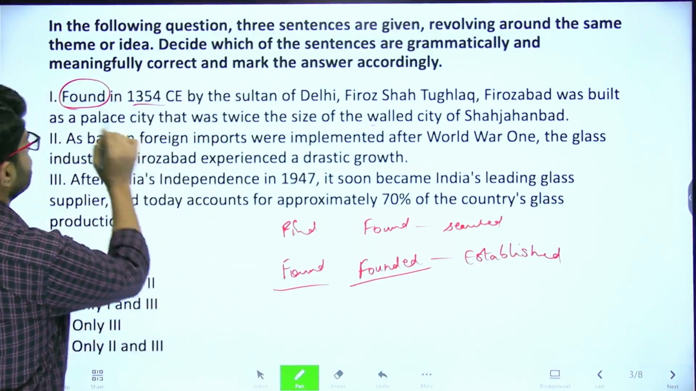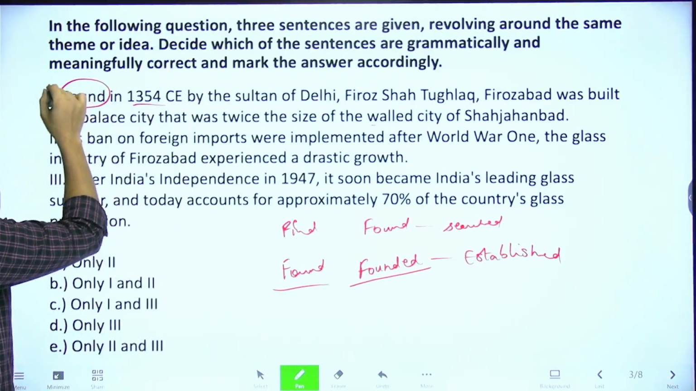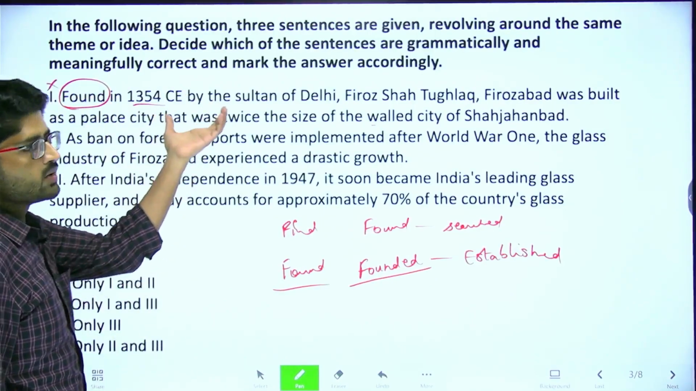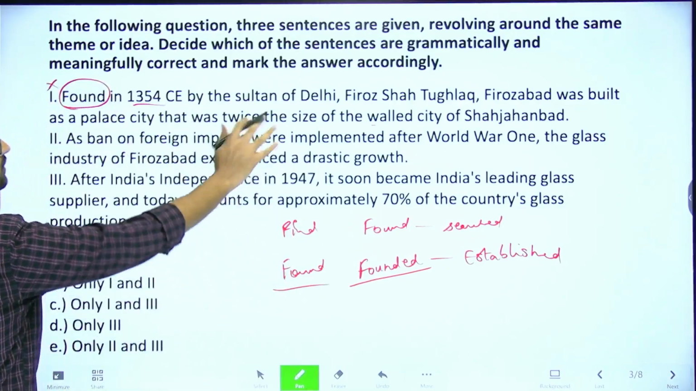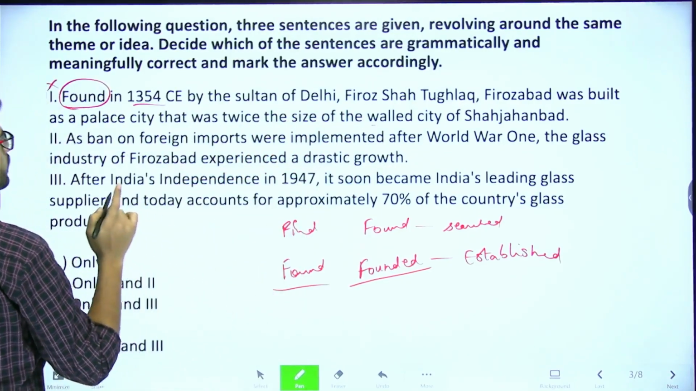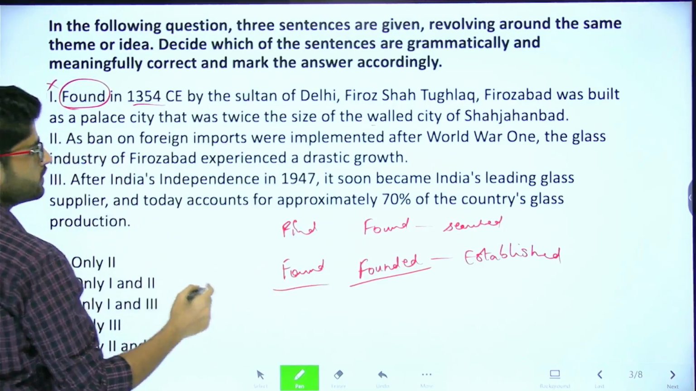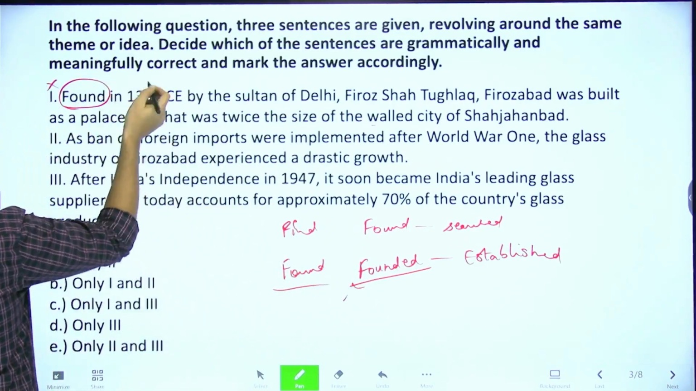So यहाँ पे found का मतलब क्या? Found incorrect क्यों है? क्योंकि यहाँ पे establishment की बात हो रही है एक city की, and the city was established by the Sultan of Delhi, Firuz Shah Tughlaq. So it should not be found, it should be founded.